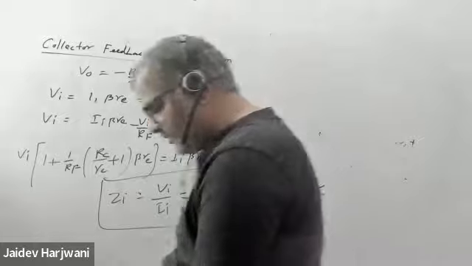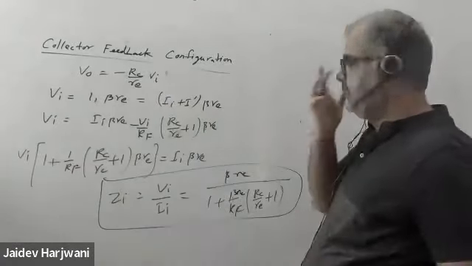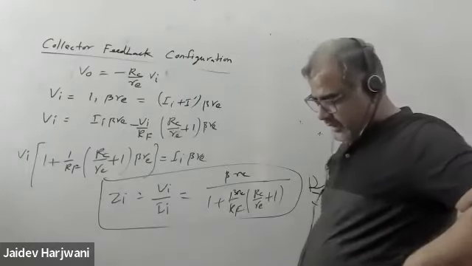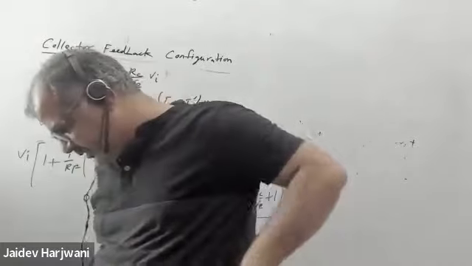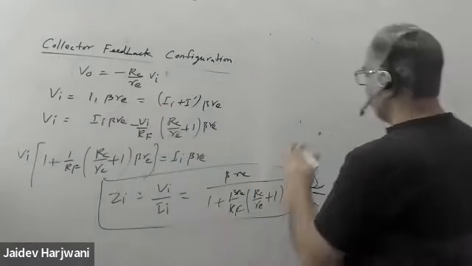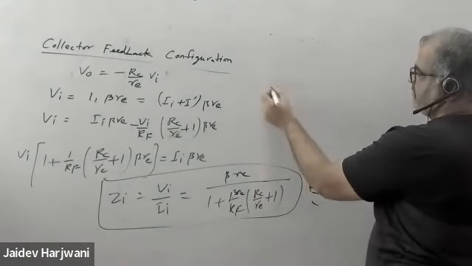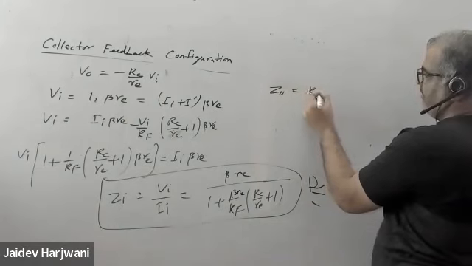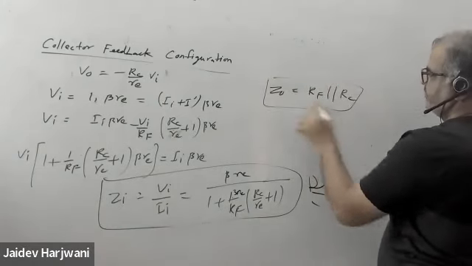Now we can simplify it further, okay? But we don't need to simplify it. So I think now we have completed this part, okay? Now the remaining is Z0, okay? So Z0 I'm giving you as homework, okay? Z0 will come as your RF parallel RC, okay? That is your homework.